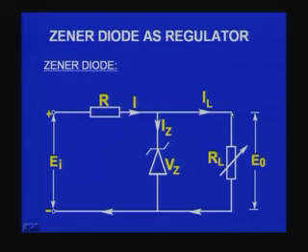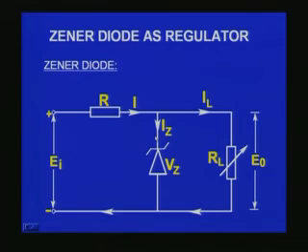So this is one simple way of making a voltage regulator using a Zener diode. We should always remember that there must be a series resistor RS connected to keep the Zener diode operating in the breakdown region.